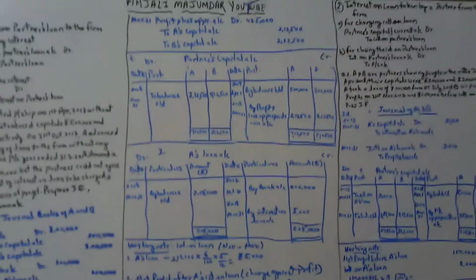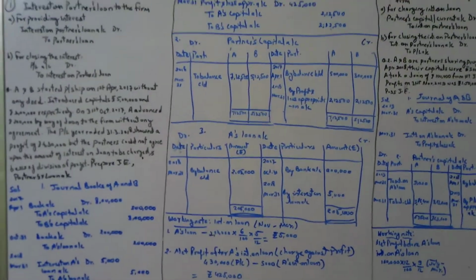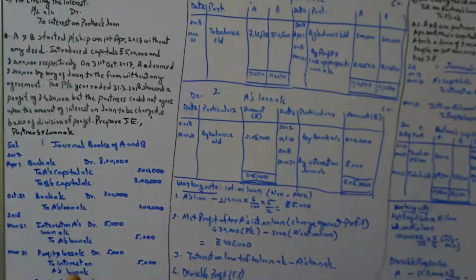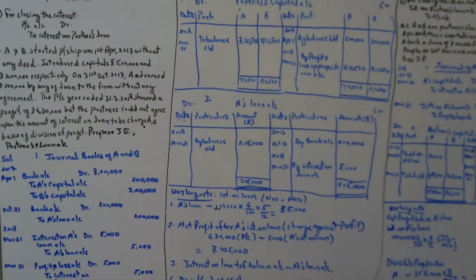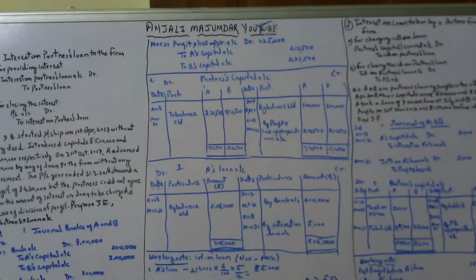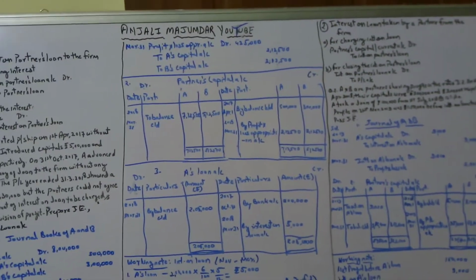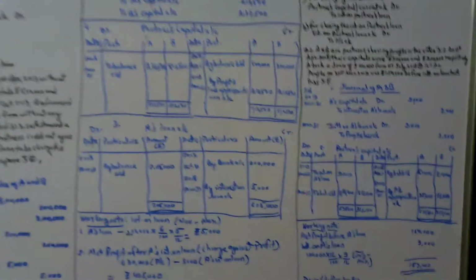But in the earlier question, profit and loss was debited, right? Profit and loss was debited. The reason is it was a loss, it was a charge against profit. This is the major difference between when partner gives loan to the firm and when partner takes loan from the firm. The second condition, where partner took loan from the firm.